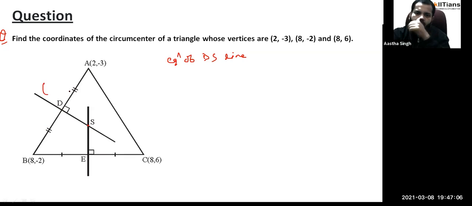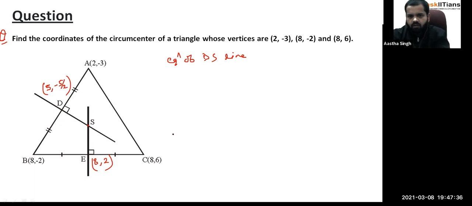Can you find the coordinates of point D? D will be the midpoint, right? Because AD is equal to DB. So the point D will be ((2+8)/2, (-3-2)/2), that is, 10 by 2, which is 5, and minus 5 by 2. Similarly, your E coordinates will be (8, 2).